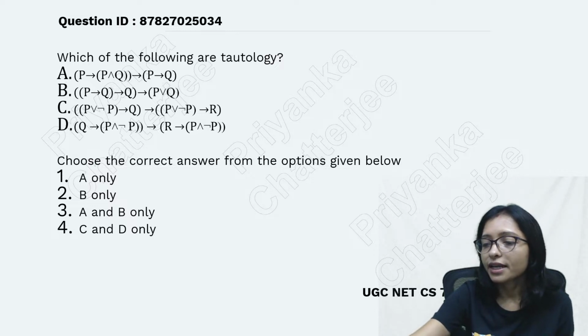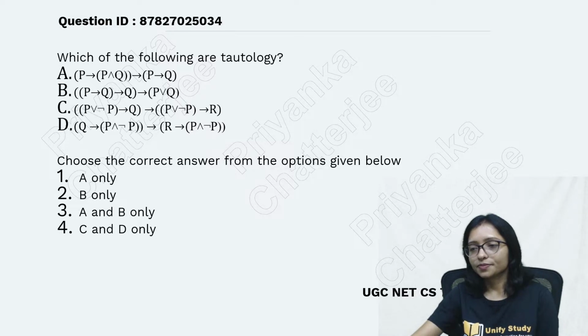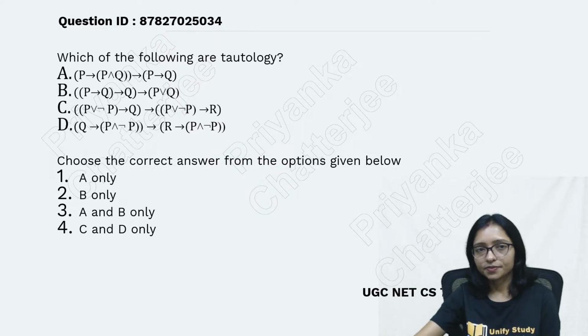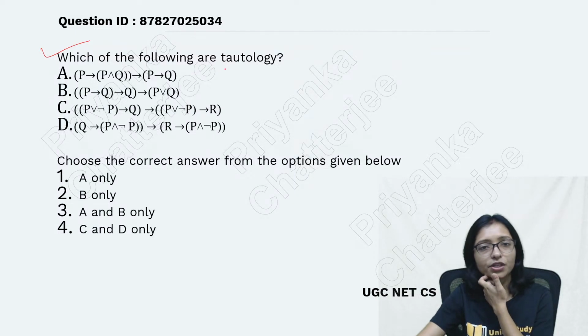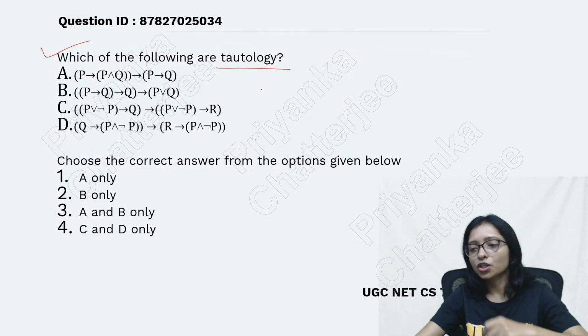Good. Then tell me, what is the answer for this one? Which of the following are tautology here?